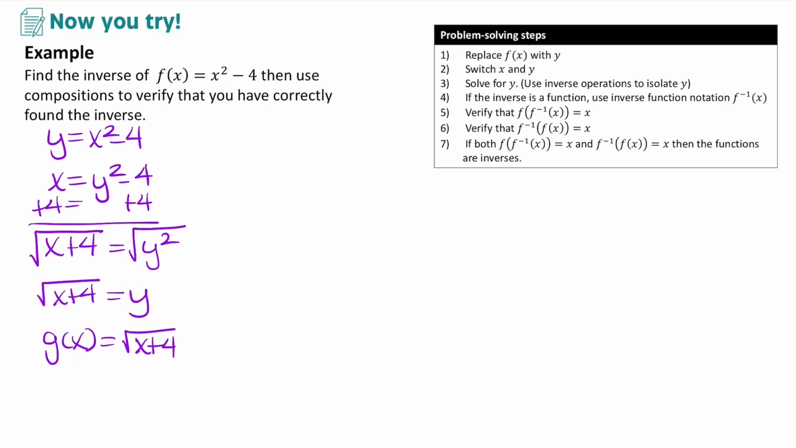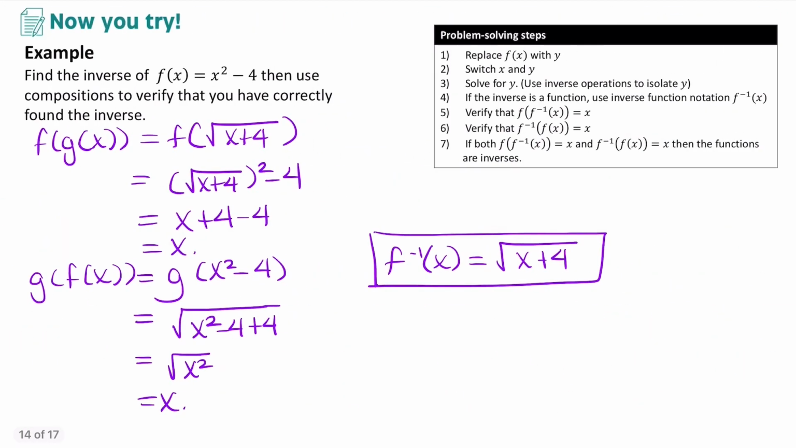And then we're going to take the square root of both sides, which gives us the square root of x plus 4 equals y. So to find the composition, I'm just going to call the square root of x plus 4 g of x. And so f of g of x gives me f of the square root of x plus 4. So when I plug that in, I get the square root of x plus 4 squared minus 4. So I have x plus 4 minus 4, which does simplify to x.